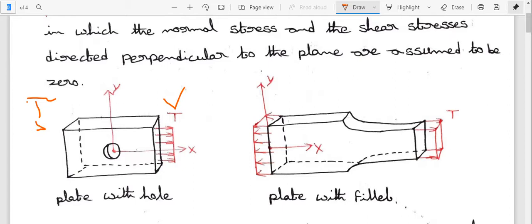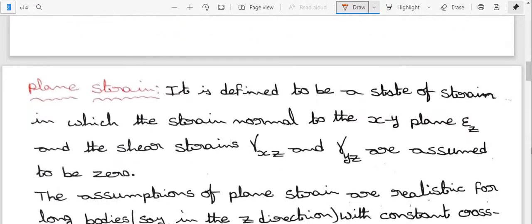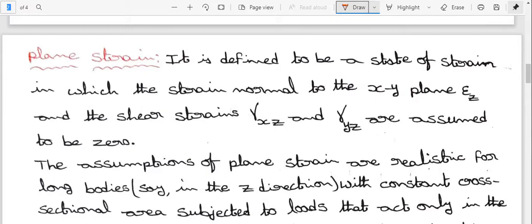So in general, members that have a small z dimension compared to the in-plane x and y dimensions, and whose loads act only in the x, y directions, can be considered to be under plane stress.